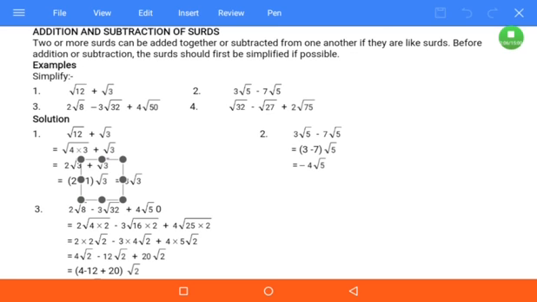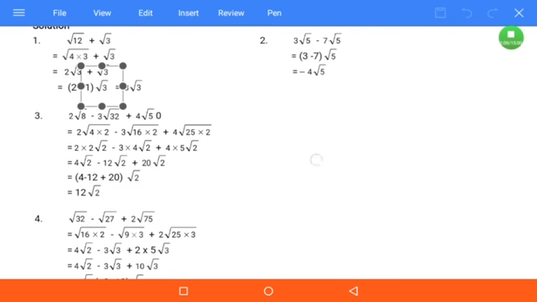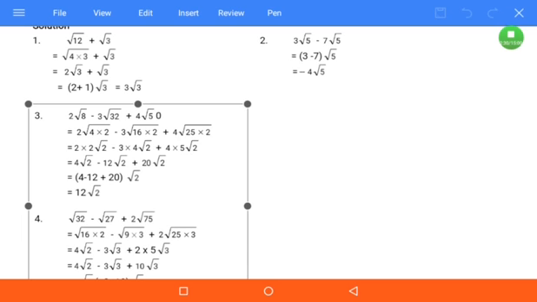Okay, let's talk about example 2. We have to simplify 2 root 8 minus 3 root 32 plus 4 root 50. They are not like surds, but you can express them as like surds. Do you understand? So your root 8 is, of course, root of 4 times 2, which is root 4 times root 2. So root 4 will give us 2. Then you are left with root 2. That will give us 2 root 2, and 2 times 2 is 4 root 2.